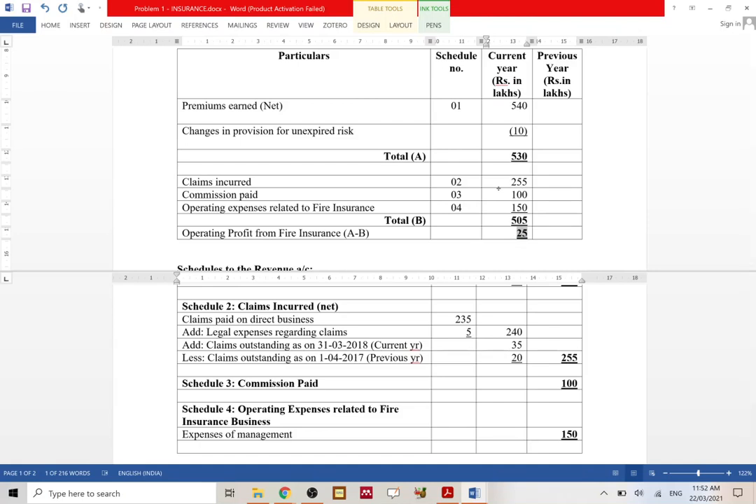Now in this problem we have only calculation of revenue, so we stop at this. But in other problems as we advance, we will have also the calculation of the profit and loss account. So this operating profit will further be brought down in your P&L account. Clear? But for now our operating profit is 25.